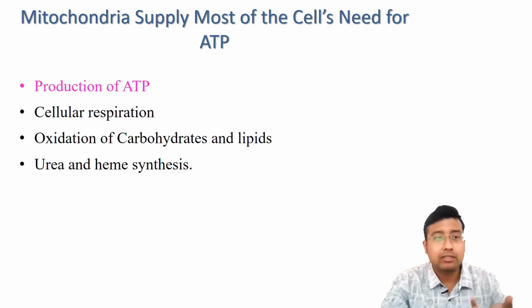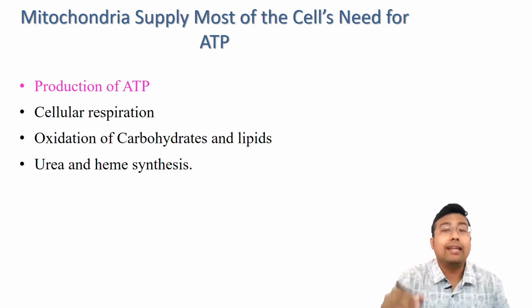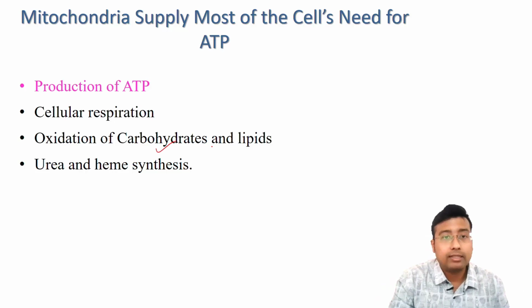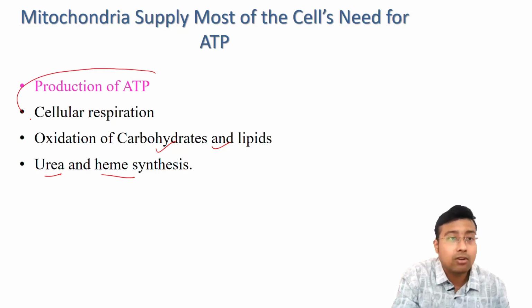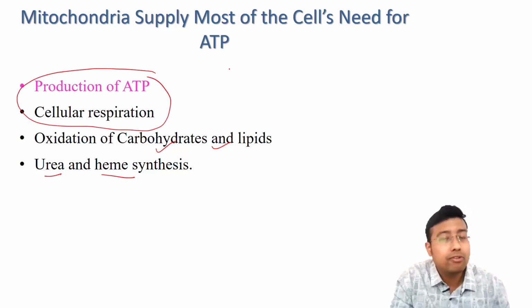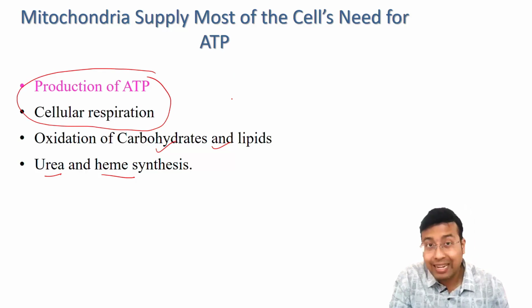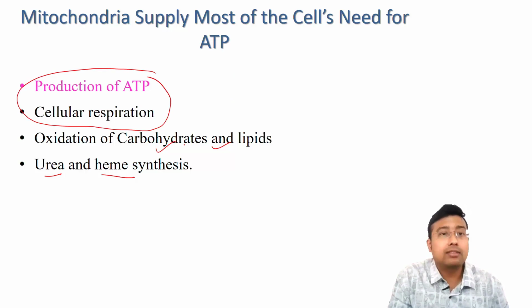Anyways, now regarding mitochondria, we know it helps in production of ATP. How? By cellular respiration, the electron transport chain. It also helps in oxidation of carbohydrates and lipids. It also helps in urea and heme synthesis. See, this thing and cellular respiration, everyone will answer. Everyone else may also answer carbohydrate and lipid oxidation.